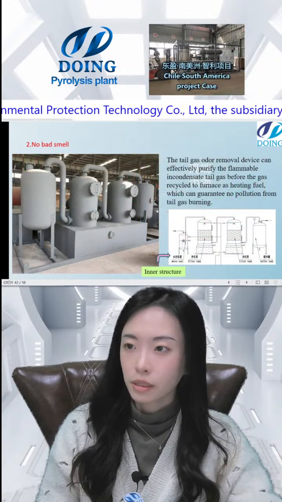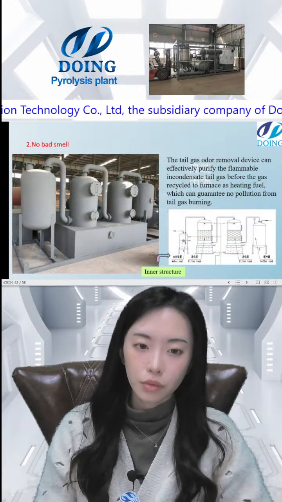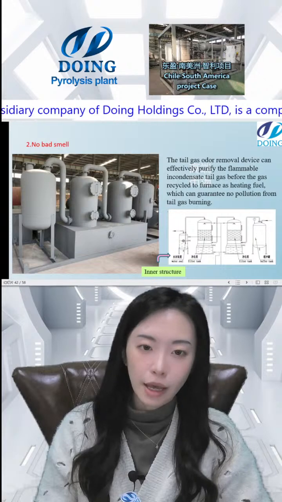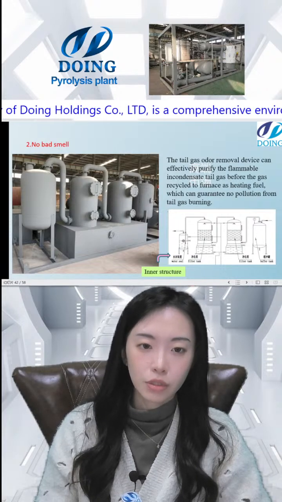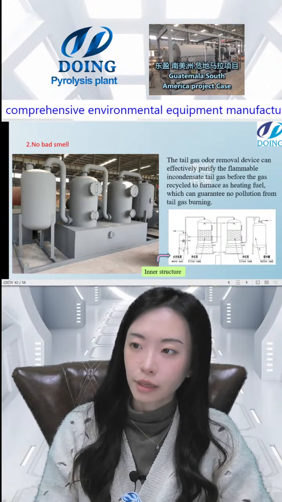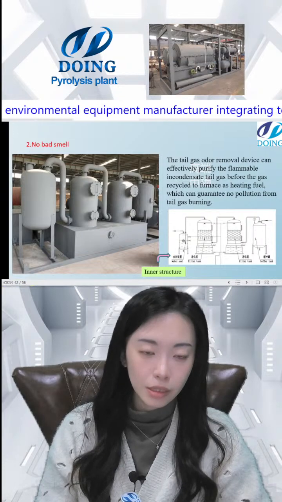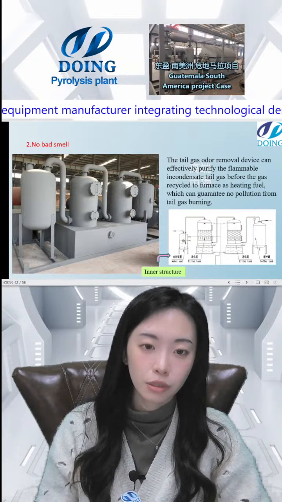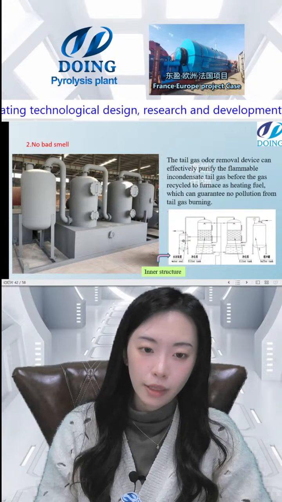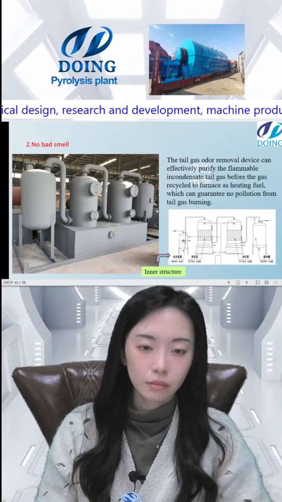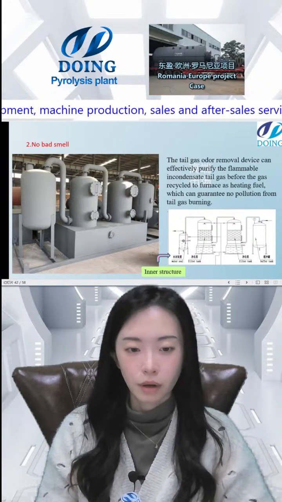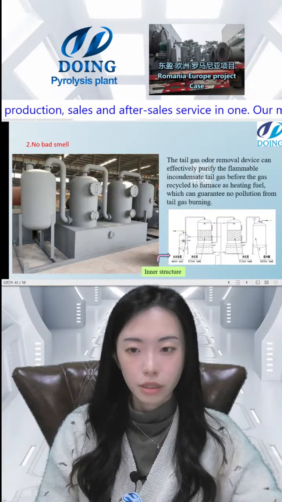There's no bad smell. It is because the tail gas odor removal system can efficiently purify the flammable incondensible tail gas before the gas is recycled into the furnace of the heating flue, which can guarantee no pollution from the tail gas burning. Because if we burn the tail gas directly, there will be bad smoke from the hydrogen sulfide. So we use this purification system to purify them, to remove these harmful particles, then burn it in an environmentally friendly workshop.